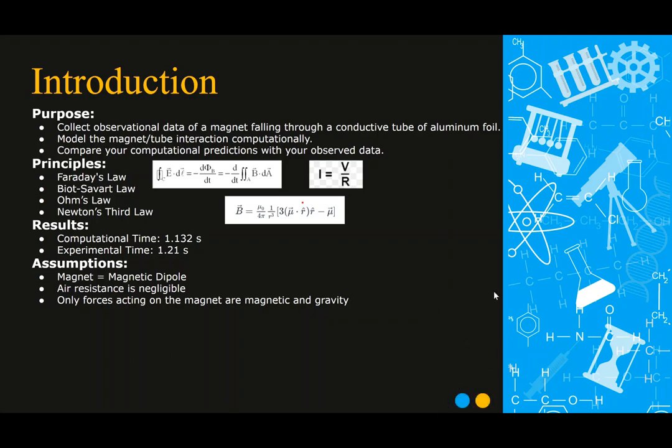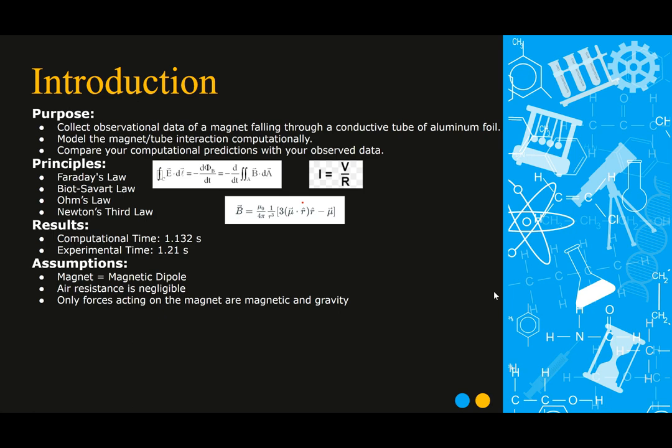So, the purpose of this experiment was to collect observational data of a magnet falling through a conductive tube of aluminum foil, model the magnet and tube interaction computationally, and compare the computational results with the experimental or observed results.